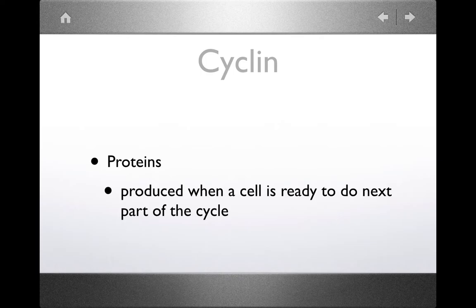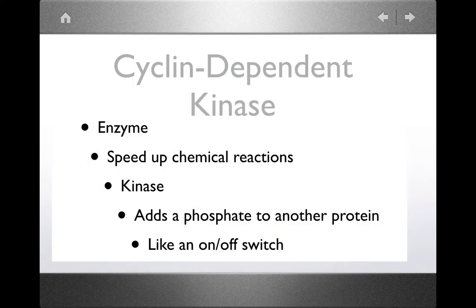move forward. So in this case, when a cell is ready to move forward, it goes into the nucleus, turns on the genes for cyclin. The cyclin messenger RNA is copied. That messenger RNA will be turned into a cyclin protein, and that cyclin protein will interact with cyclin-dependent kinases.